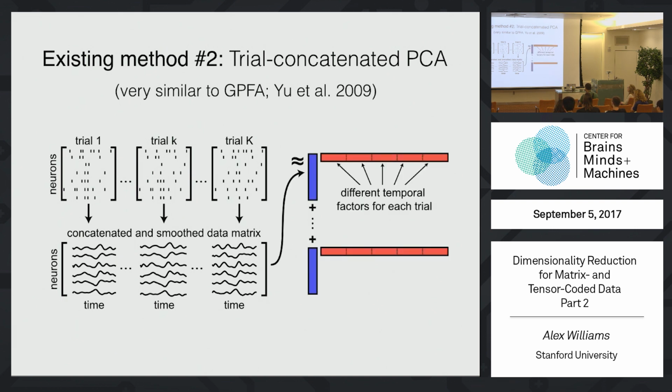In GPFA, you don't actually smooth the data. You smooth the latent factors with a Gaussian process prior. But because the model is linear, you can equivalently think about smoothing it in the data space and smoothing it in the latent factor space.